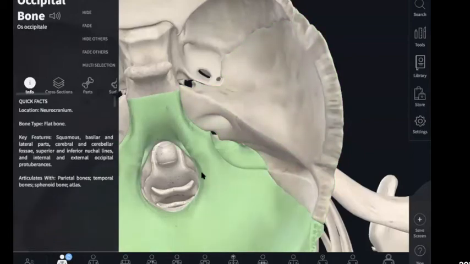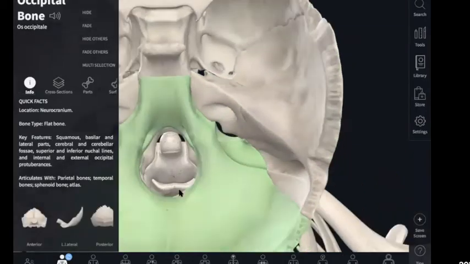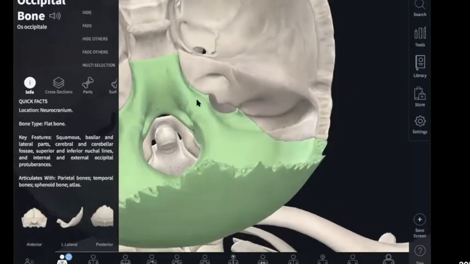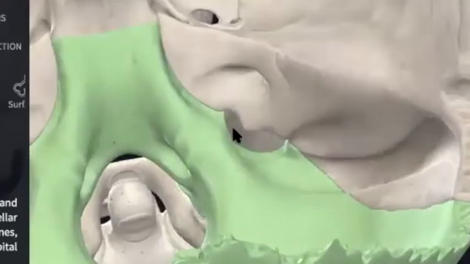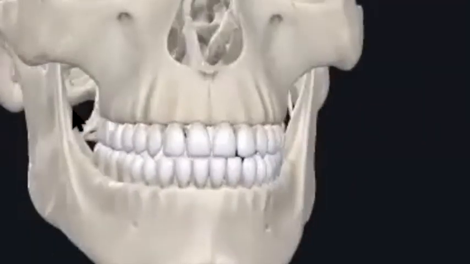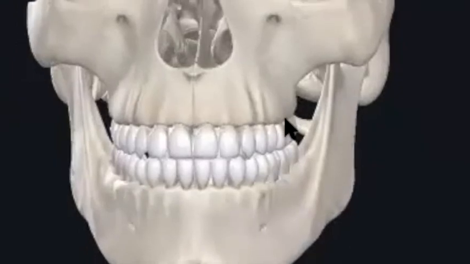And then, of course, for your occipital bone, you have that foramen magnum right over here. And so here's your jugular foramen over here, again formed by the occipital and the temporal bone. So those are the major features of the skull and facial bones that you'll want to start looking into all this week. Look over the lab activities.